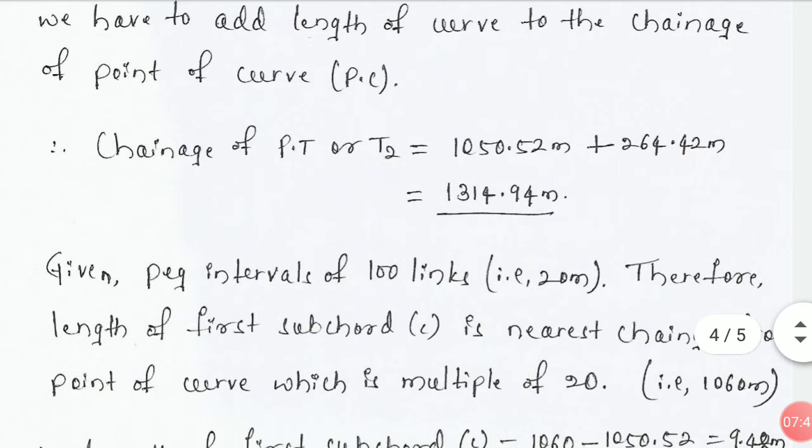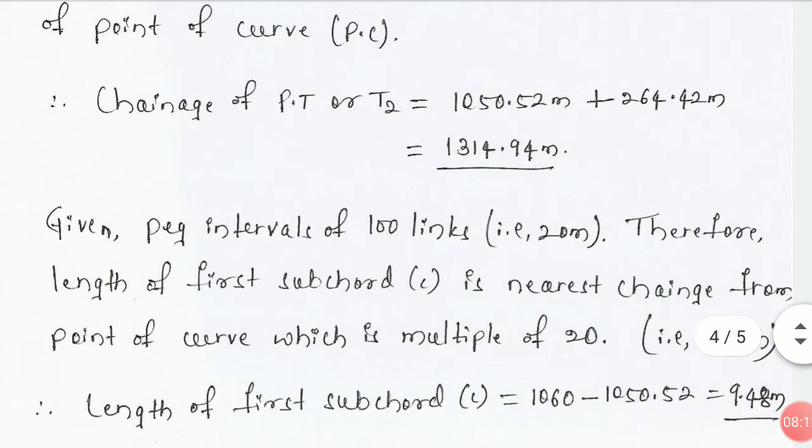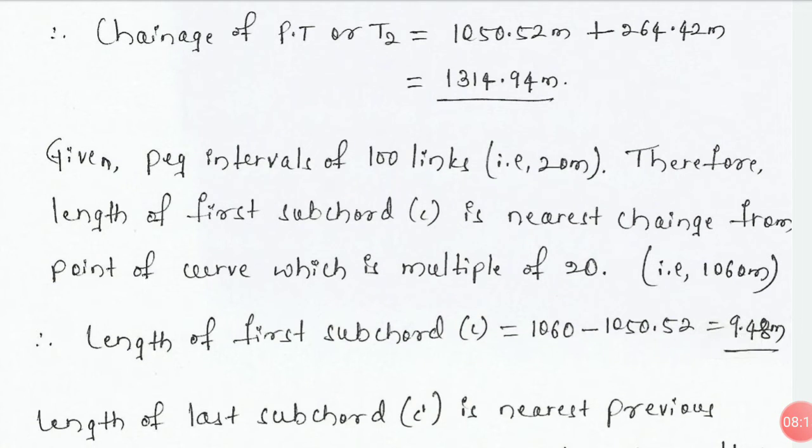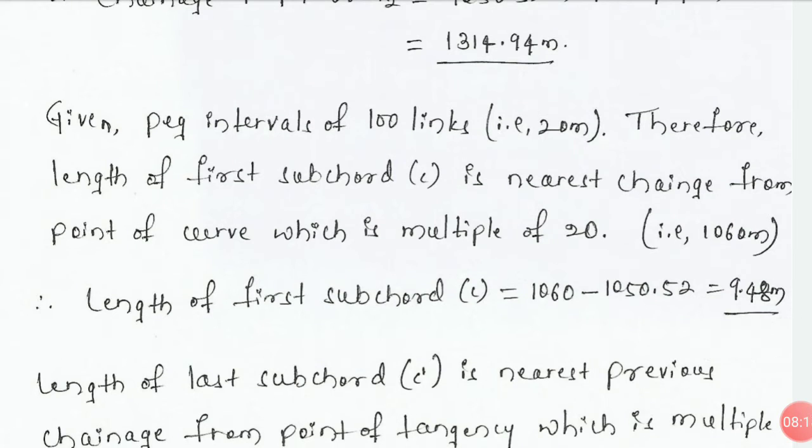Okay, now I have the peg intervals, that is at 20 meters, correct? So therefore the length of the subchord small c, that is first subchord, is nearest chainage from point of curve which is multiple of 20, correct? So point of curve chainage is 1050.52 meters. The next interval on the curve will be multiple of 20, which is nearer to 1050.52, that is 1060 meters. So length of first subchord is 1060 minus 1050.52, 9.48 meters.